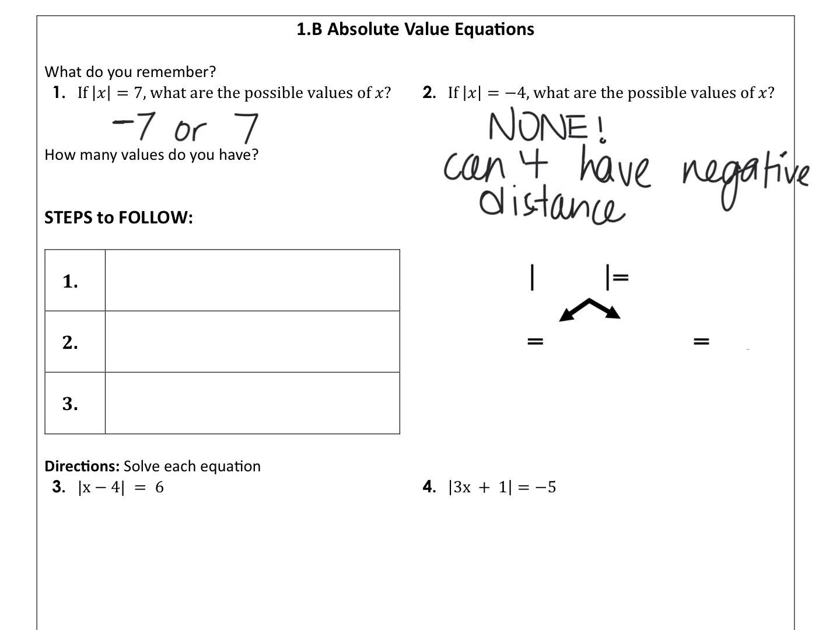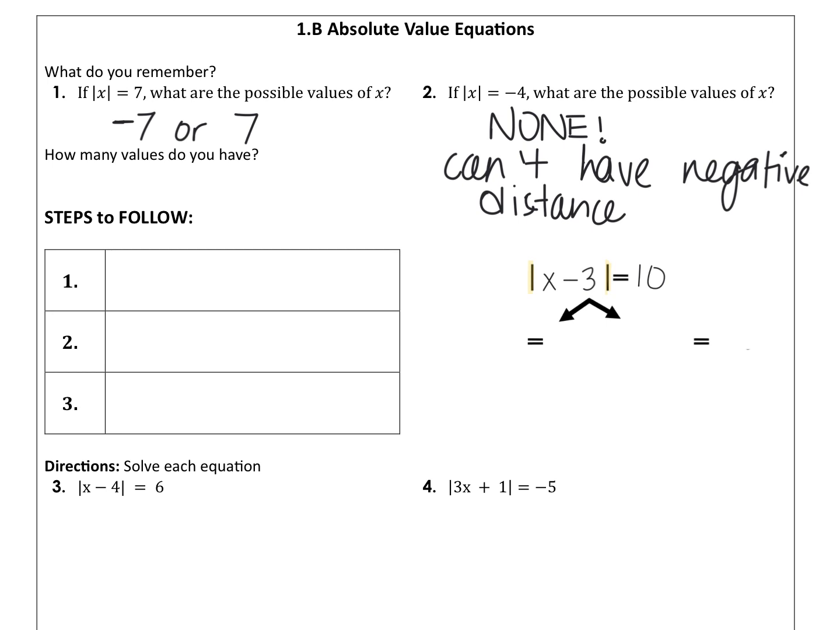I'm just going to show you an example, and then you can tell me what steps we need to do first. We want the bars to be alone. So for example, I'm just going to make up something. How about x minus 3 is equal to 10? Notice in this example, the bars are the only thing on the left side. That's it.